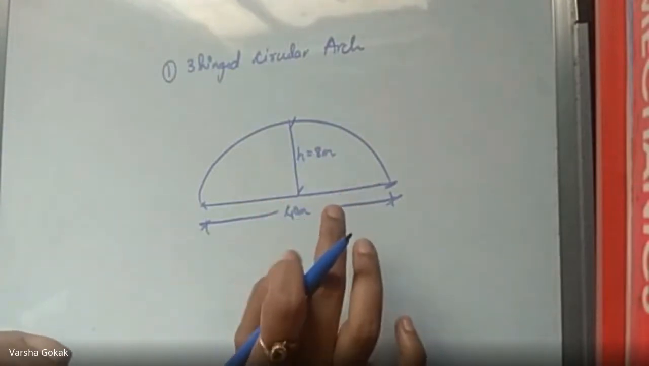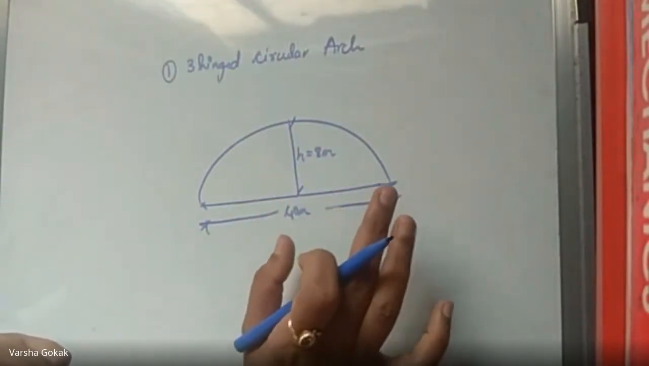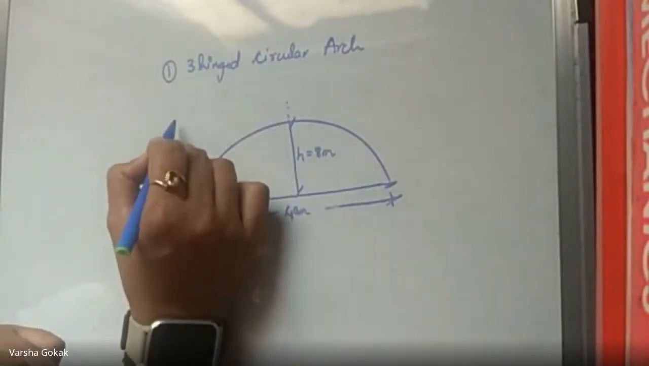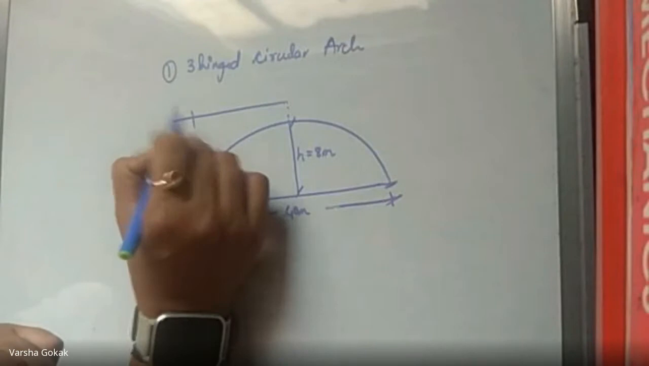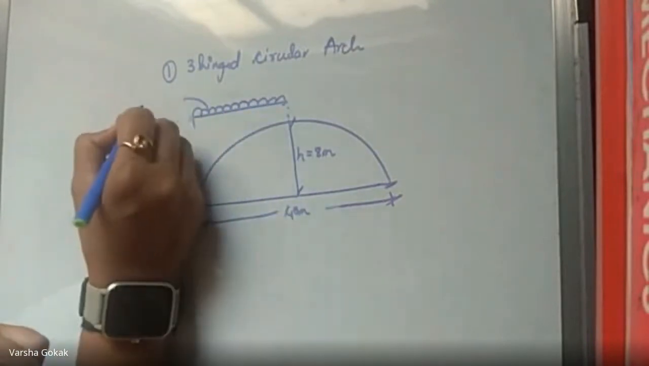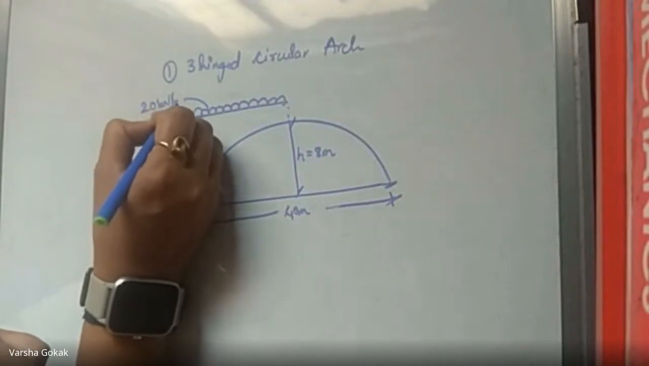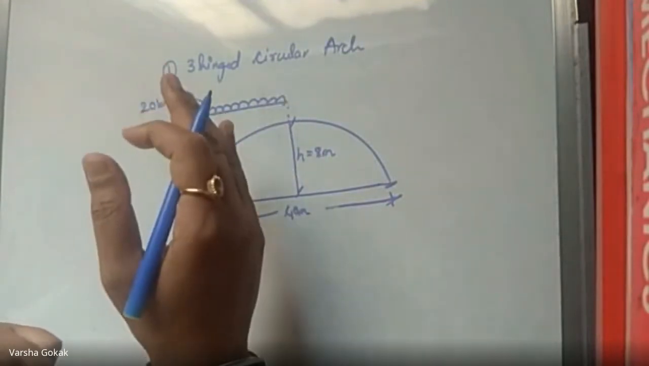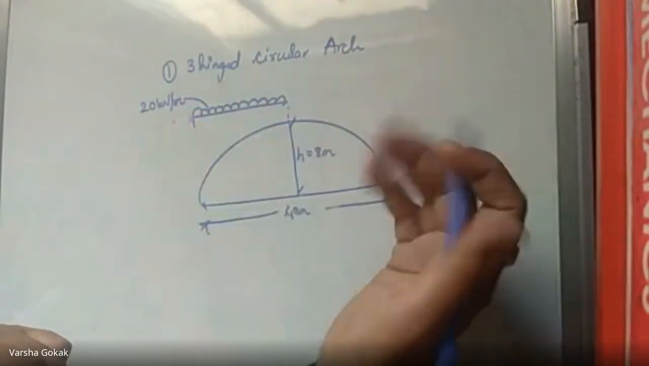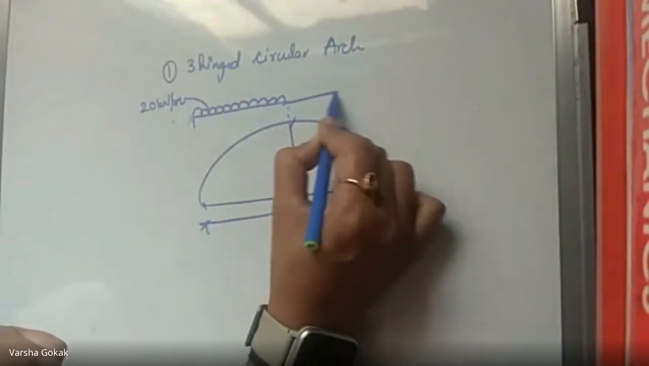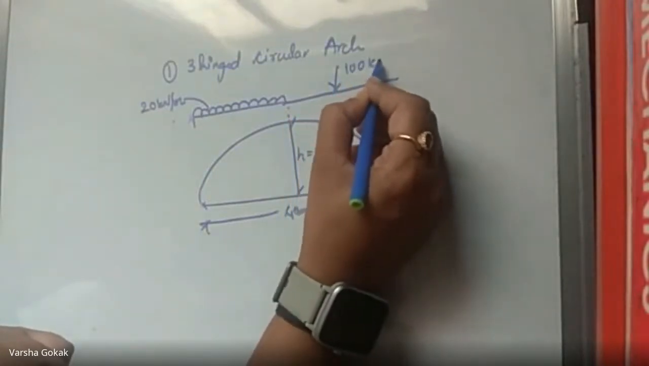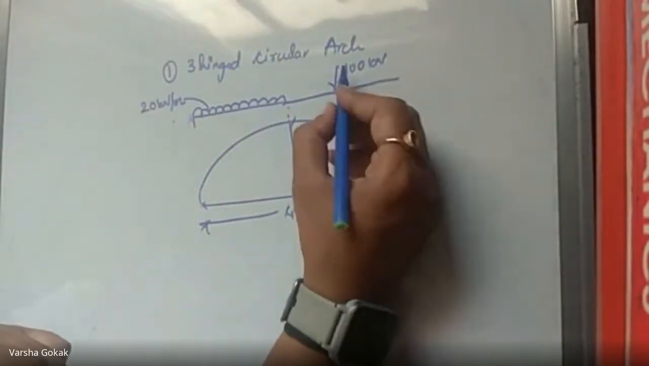It carries a uniformly distributed load of 20 kilonewton per meter over the left half of the span. So if from here, this is the left half till here, right? So over the left half, it carries a UDL of 20 kilonewton per meter, and with a concentrated load of 100 kilonewton at the right center span. So when I draw the right side span, here is your 100 kilonewton, a point load that is acting at the center.